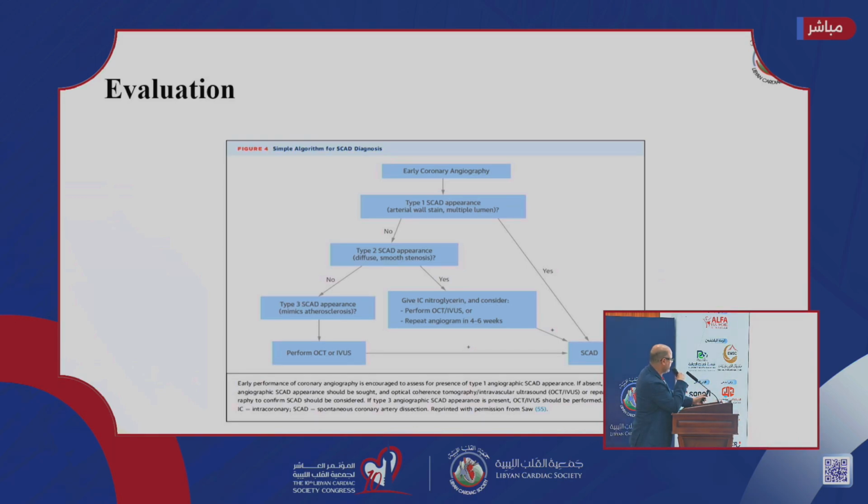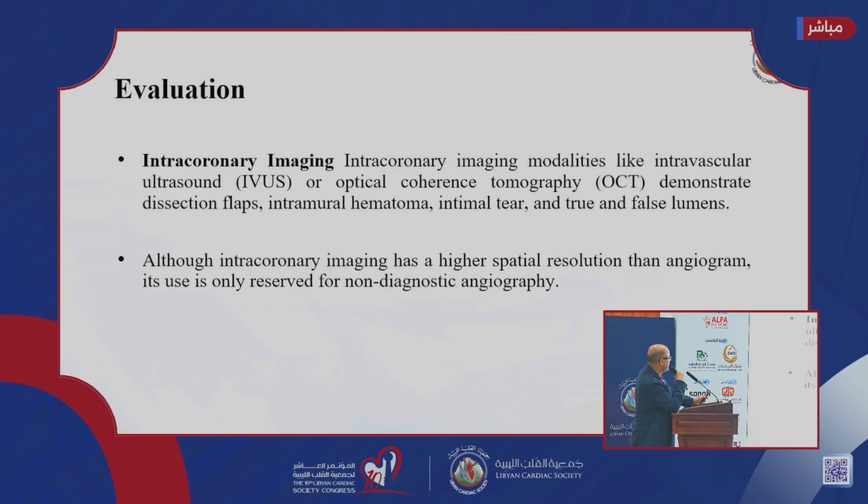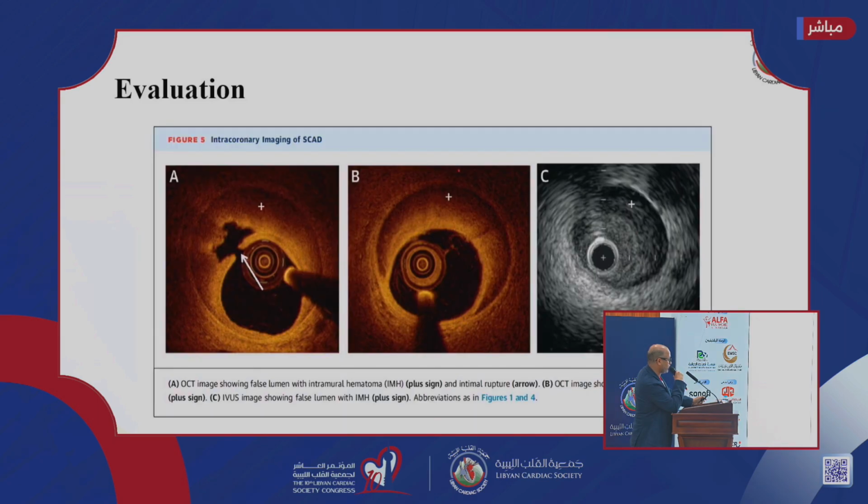And sometimes you need OCT or IVUS to confirm the diagnosis, with its own risk, and it's costly to do that. So I'm just going to briefly say that IVUS and OCT demonstrate dissection flap and intramural hematoma. They usually have higher spatial resolution than the angiogram. This shows the OCT in figure A, with intramural hematoma with intimal rupture. Figure B is the OCT with intramural hematoma, and the IVUS, as you see the plus sign there, is intramural hematoma.